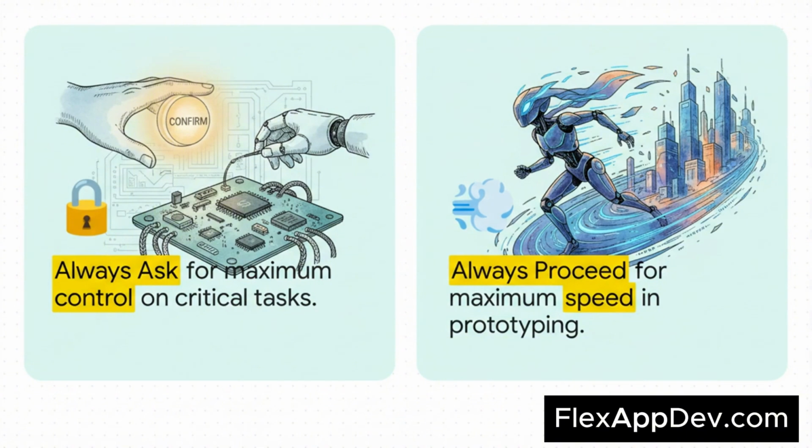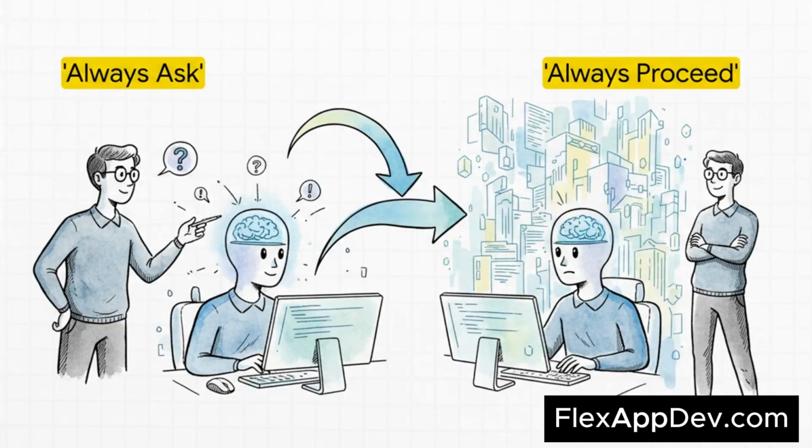Now, let's look at a really simple but powerful setting called policy. You basically have a choice between two modes that let you balance control versus speed. You can set it to always ask, where you approve every single step, or you can go with always proceed and just let the agent run wild, which is great for moving fast. And here is the pro tip. You want to start with always ask. This forces you to see how Antigravity actually thinks and makes decisions. It's like training wheels. But once you get how it works and you start to trust it, you switch over to always proceed and just unleash its full speed.